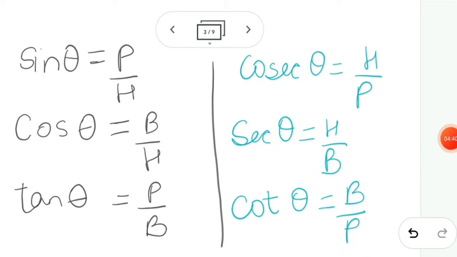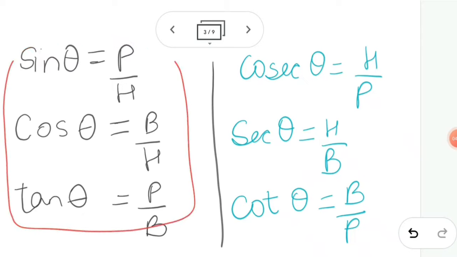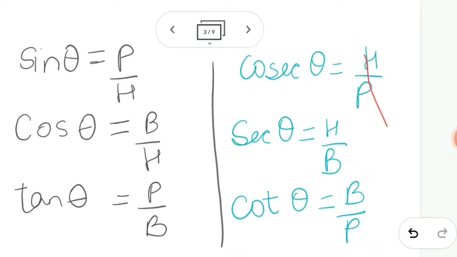So with this we find that the 6 trigonometric ratios can be expressed like this: sin theta perpendicular upon hypotenuse, cos theta base upon hypotenuse, tan theta perpendicular upon base. Similarly their reciprocals can be represented like this: cosecant, secant and cot. Now this is all about trigonometric ratios.